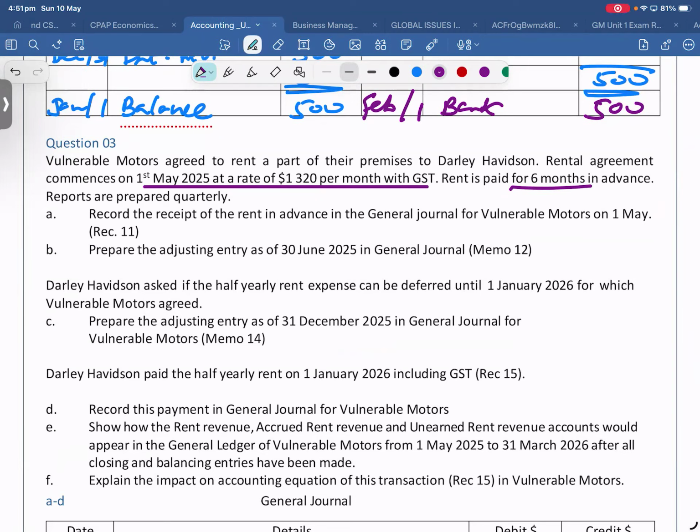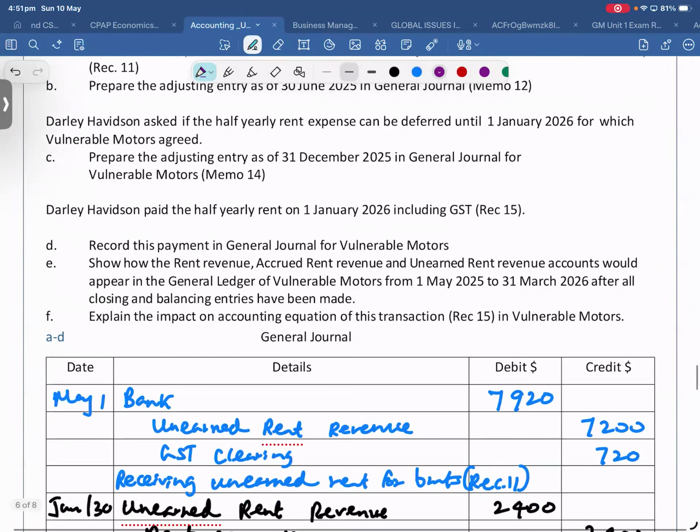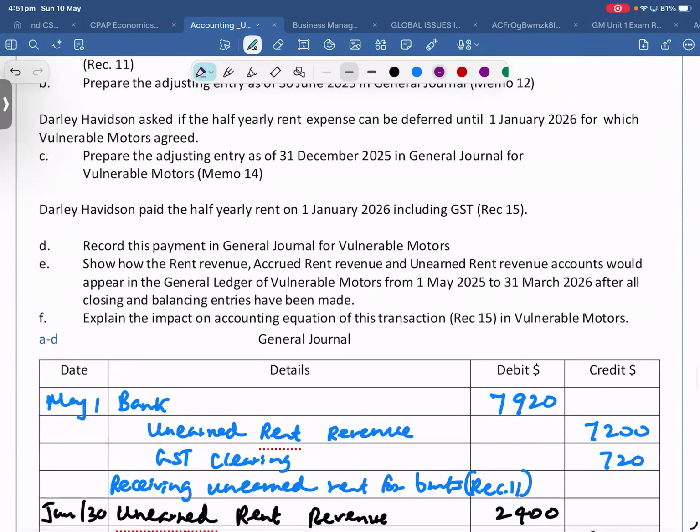Prepaid rent? No, not prepaid rent. Why? Whose perspective are we doing this one? Landlord. So that means, what is it? Unearned rent revenue, not prepaid. If it was from the tenant's, yes, then that's correct. But this one, landlord's perspective. So then we are receiving money, debit bank, credit unearned rent revenue, and GST.